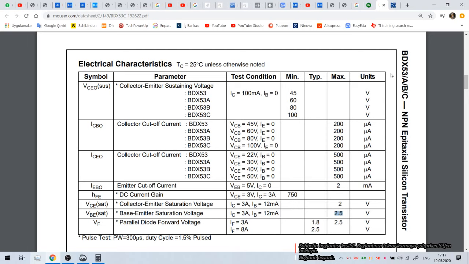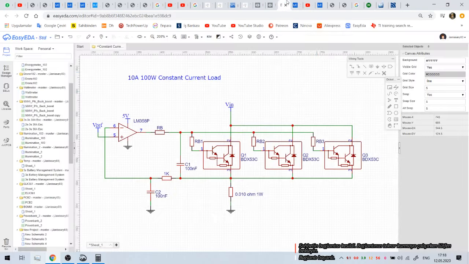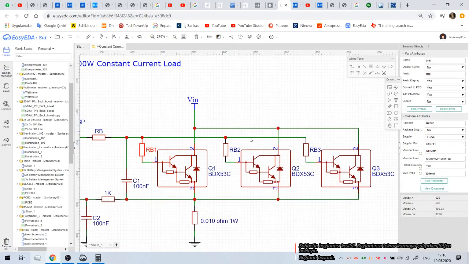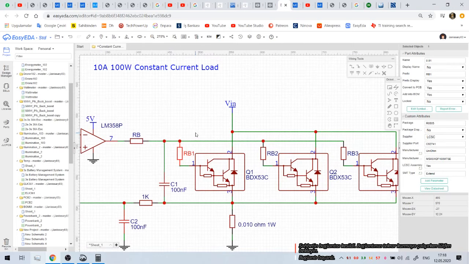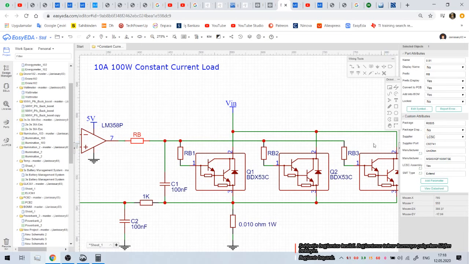Okay, what can we do? I think maybe yes, we can take 2.5 volt. Okay, I will add only small resistors here for better current sharing, but not much higher than that. I will use small resistors here and here.